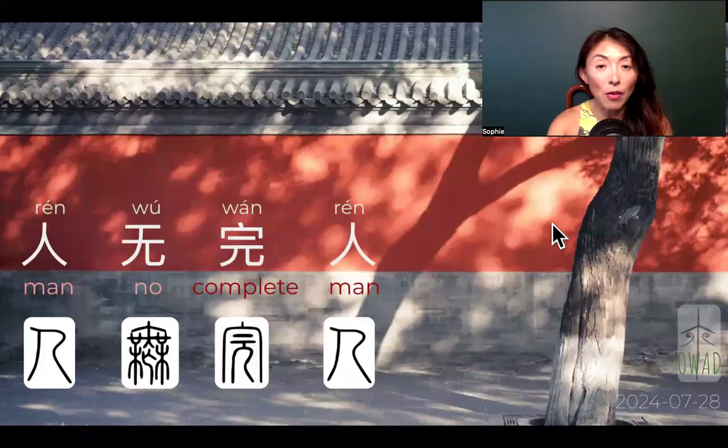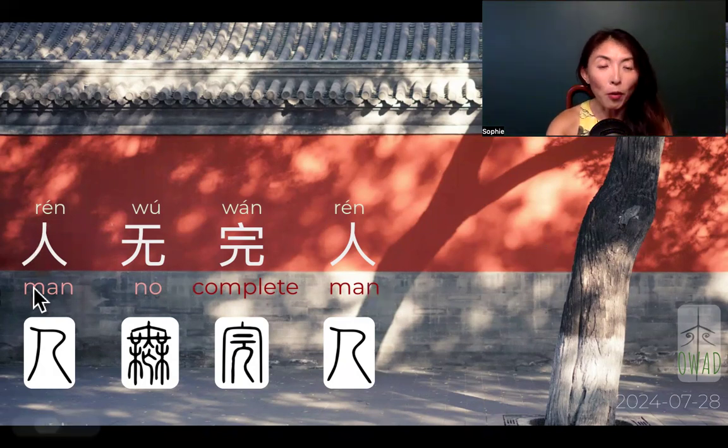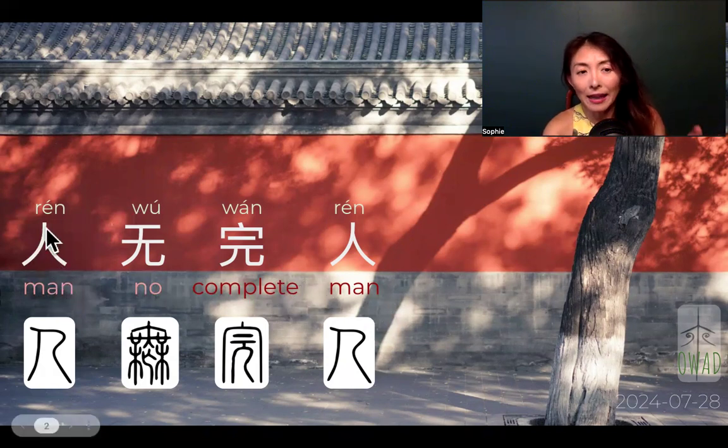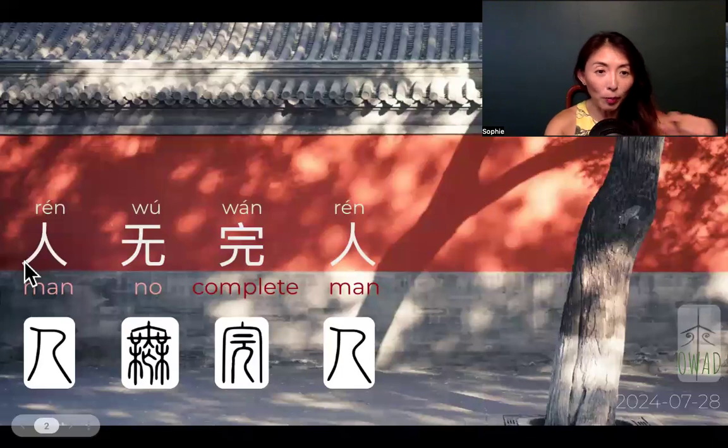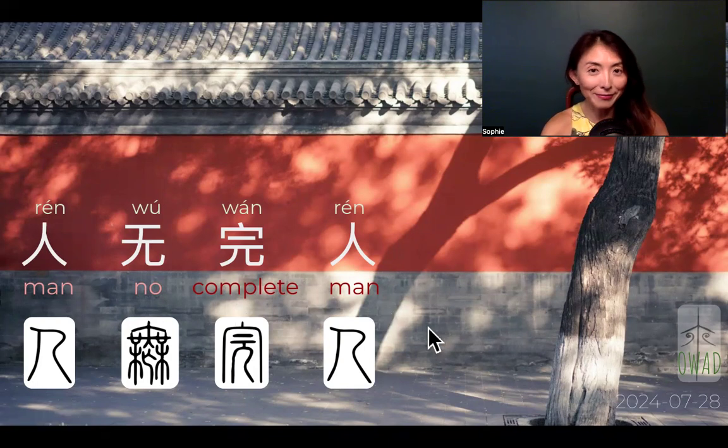Today's expression, 人无完人, is the Chinese way to say there's no perfect man out there. Okay, 人无完人, or you can read it as among humans, there is no complete or perfect man. 人无完人, or you look at individuals, not in a collective term. Pick any single person out, and you will not find a complete man.